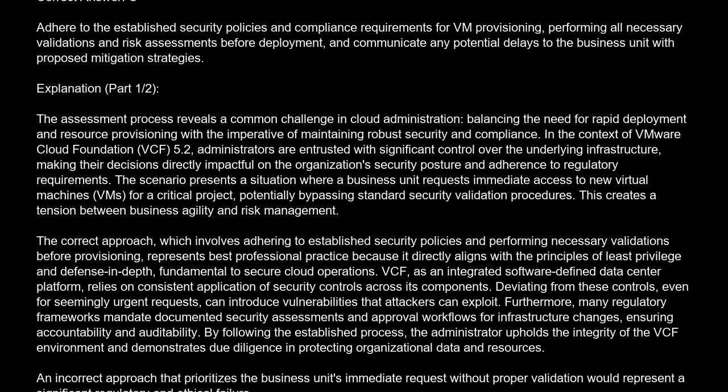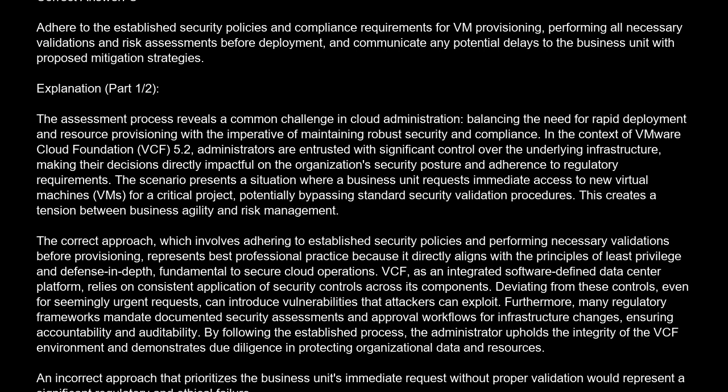In the context of VMware Cloud Foundation, VCF 5.2, administrators are entrusted with significant control over the underlying infrastructure, making their decisions directly impactful on the organization's security posture and adherence to regulatory requirements. The scenario presents a situation where a business unit requests immediate access to new virtual machines, VMs, for a critical project, potentially bypassing standard security validation procedures. This creates a tension between business agility and risk management.